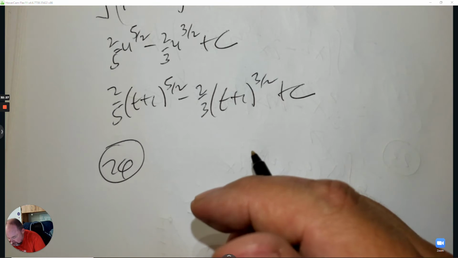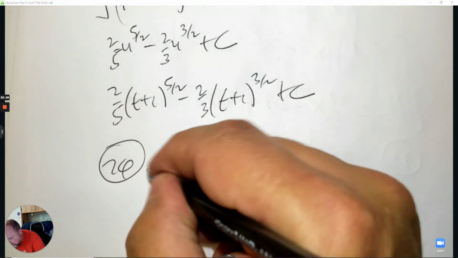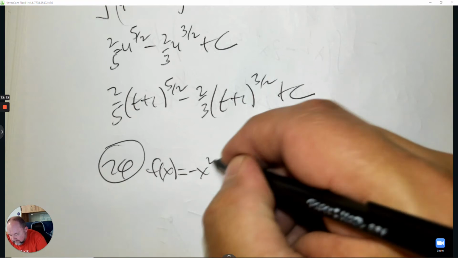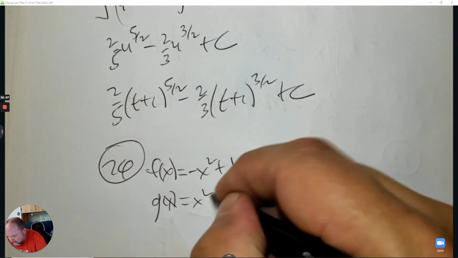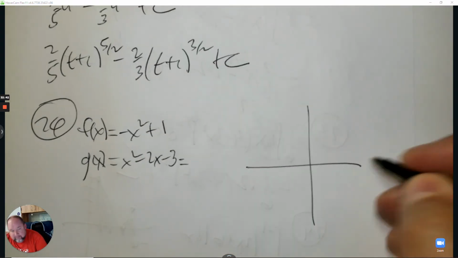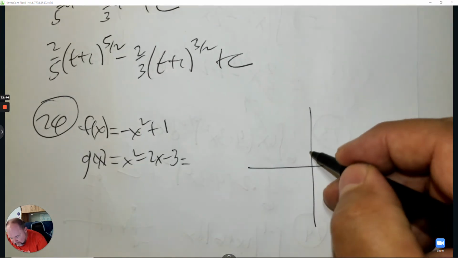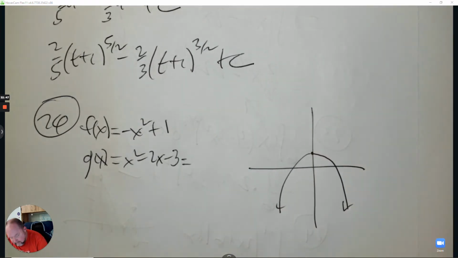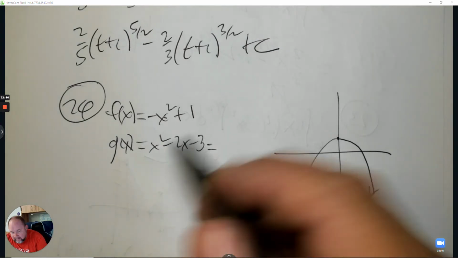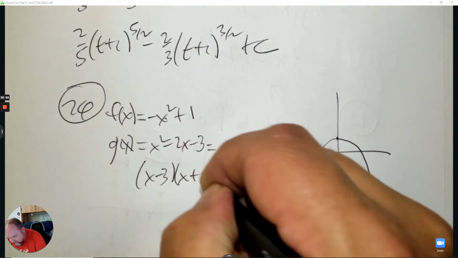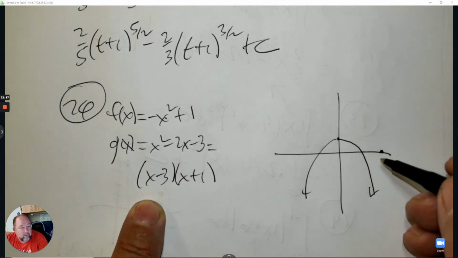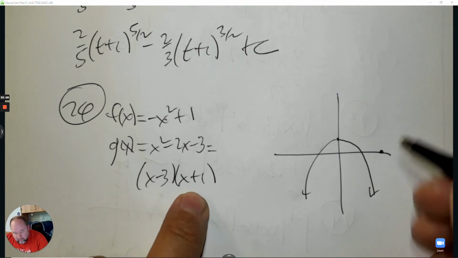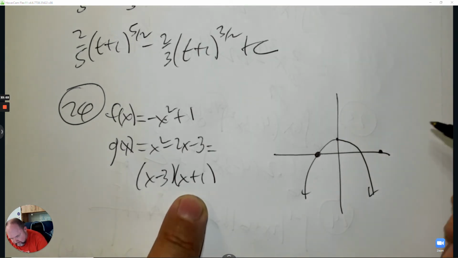It says set up, don't integrate, which can be used to find the area. So there's 2 equations. Negative x squared plus 1 and x squared minus 2x subtract 3. So I'm going to graph these and find the area trapped there. So negative x squared folds down and we go up 1. The second one, I'm going to factor it. So positive 3 and negative 1, and it folds up.